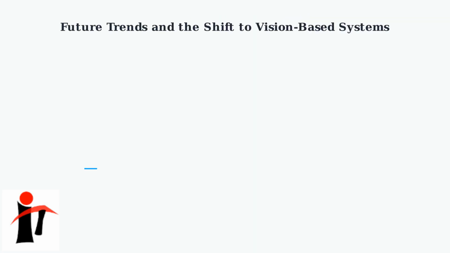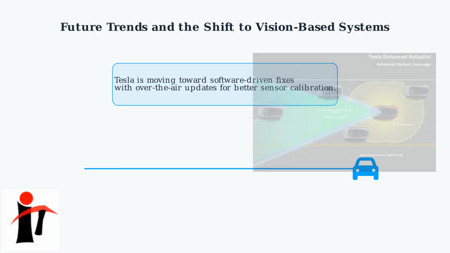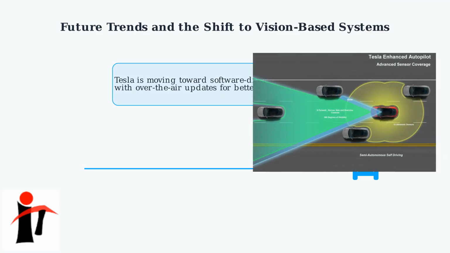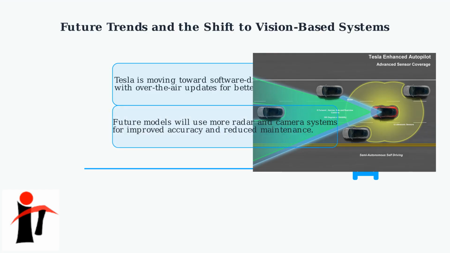Tesla is increasingly moving towards software-driven fixes and integrating more radar and camera-based systems for their vehicles. Recent over-the-air updates have added AI-enhanced sensor mapping that automatically adjusts for minor misalignments, reducing the need for manual calibration. Looking ahead, Tesla is shifting to vision-based systems that rely primarily on cameras and radar rather than ultrasonic sensors.